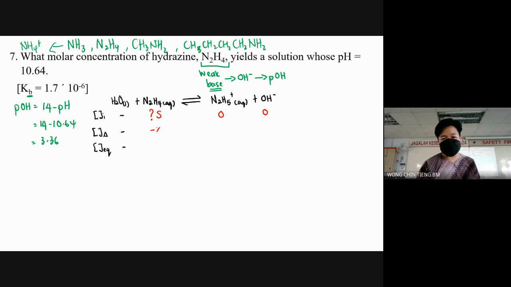So over here, I have minus X. I have plus X, plus X. Yang ni tak nak cerita. Equilibrium S minus X. S minus X. Aku pilih alphabet yang susah gila nak pronounce. Okay, selesai. Next step, how do you get it?